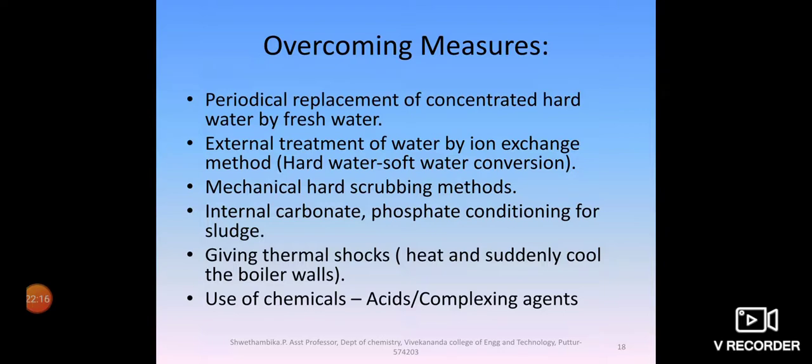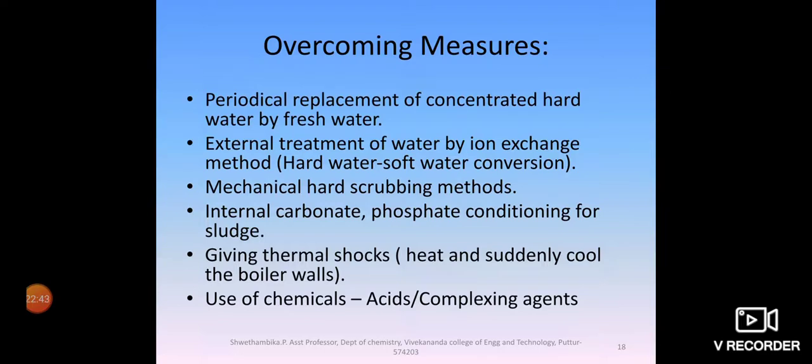So, replacement of hard water by fresh water. The second approach is to go for the ion exchange method. Actually this is a method where hard water is converted to soft water. We have to do it externally, treat the water and then send it. This particular process we will be studying in detail at the end of the module. There you will get more clarity about the ion exchange method.